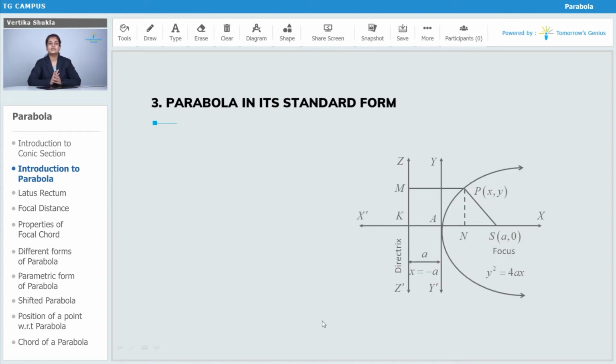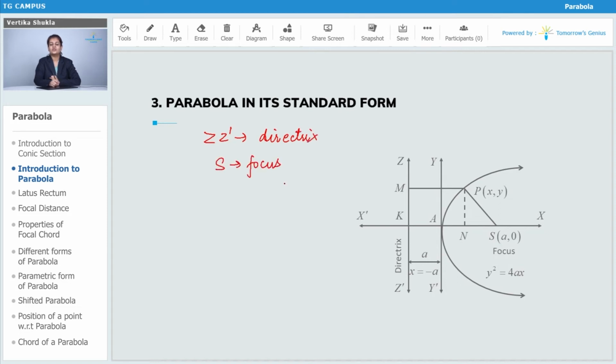Now we need to understand some terminologies regarding a parabola. XX' I already told you is the x-axis, YY' is your y-axis, and ZZ' we have discussed innumerable times is your directrix. So ZZ' is called the directrix. The point S is known as your focus.